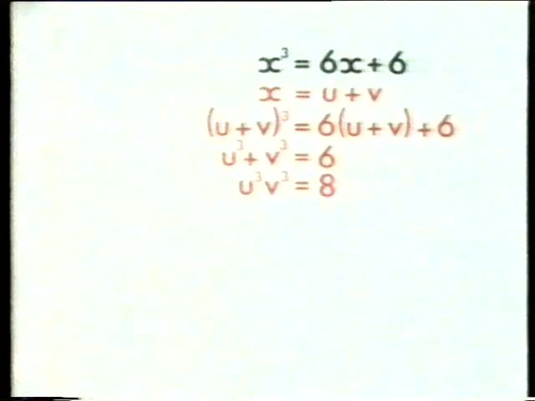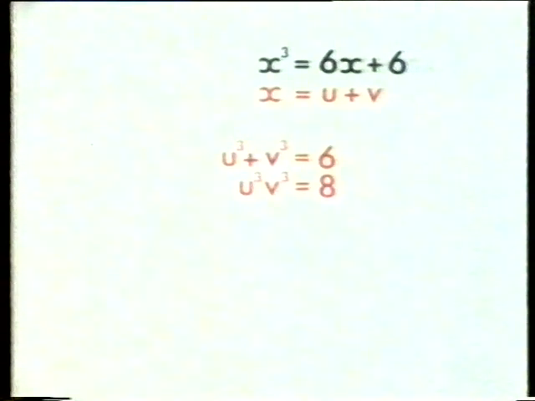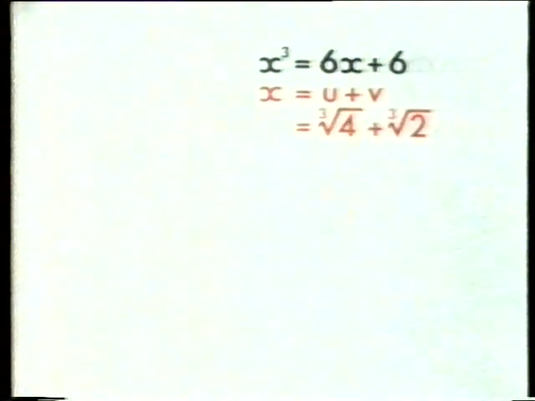Now these two simultaneous equations involve the two unknowns u cubed and v cubed, and simultaneous equations of this kind had been known since Babylonian times. The solution in this case is u cubed equal to 4 and v cubed equal to 2, so that x equals u plus v is equal to the cube root of 4 plus the cube root of 2.